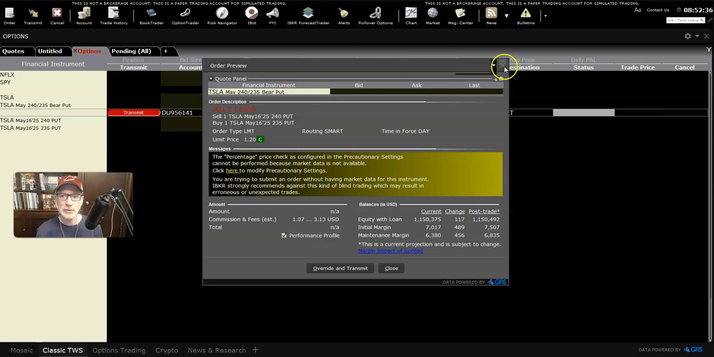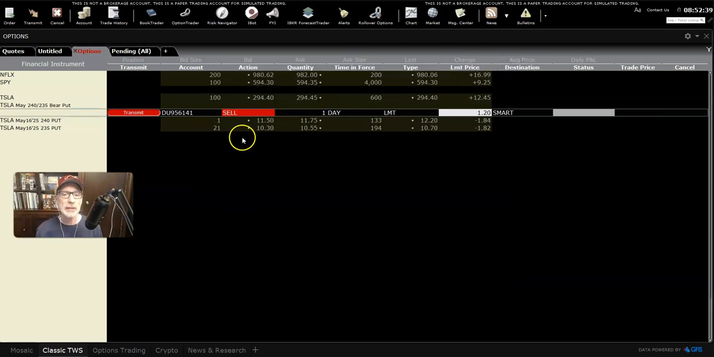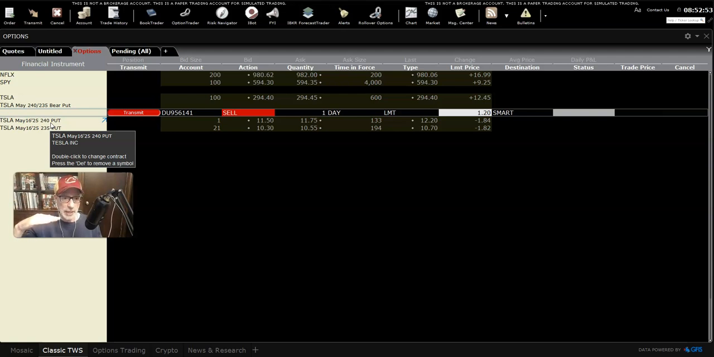Okay, so I'm not going to place this trade here. Basically, that's what's going to happen. Now we know that Tesla's $294 and change. You're all the way down at the 240. So you have roughly a $54 cushion below the current stock price.